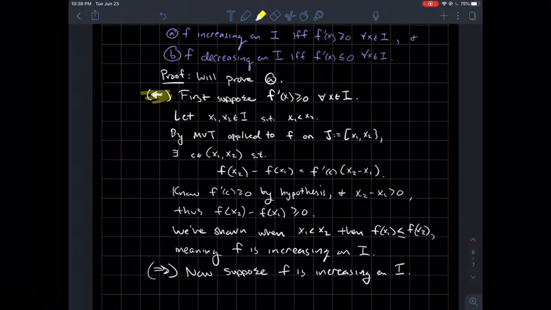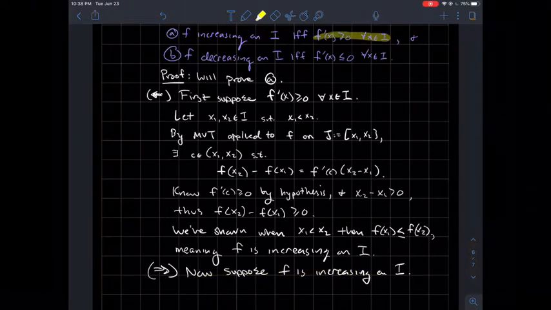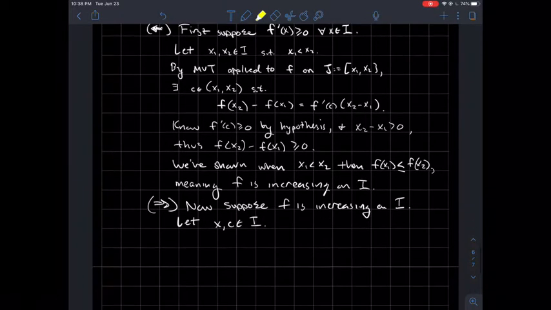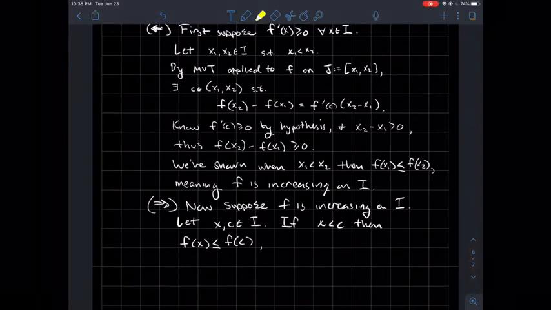Now let's do the if part. Let's assume that f is increasing on I. So suppose f is increasing on I, and now the goal is to show that the derivative is non-negative for every point in I. So let's take two points x and c that are in my interval, and let's say that they're distinct as well. There are two things that could happen. So what if x is less than c? Well, in that case, remember I assumed that f is increasing, so that f of x should be at most f of c.